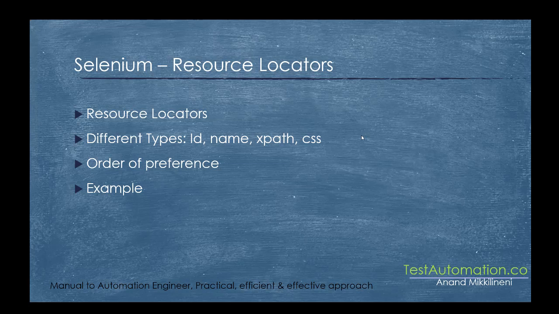Most commonly in recent times, web pages are developed using some sort of JavaScript libraries, so it makes it harder to have a unique and consistent ID and name for UI elements. So XPath has been more frequently used than any other resource locators. We will start with ID and name, and then we will look into XPath.